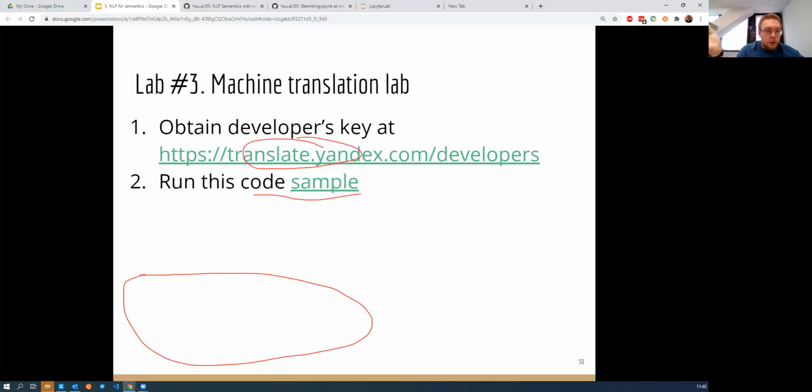Okay, for now we have about half an hour left, so let's spend some time. I think this is the very last slide of this lecture. I want you to do a very simple task: obtain the developer key for Yandex Translate and use it for translation between different pairs of languages. There's nothing to add. You just need to obtain the key and try to play with this sample.